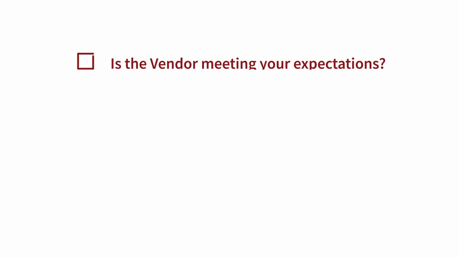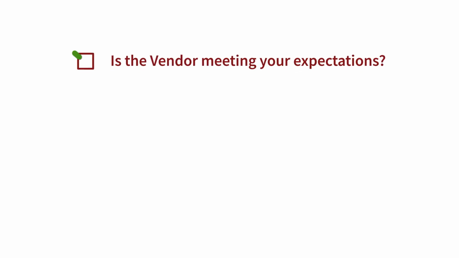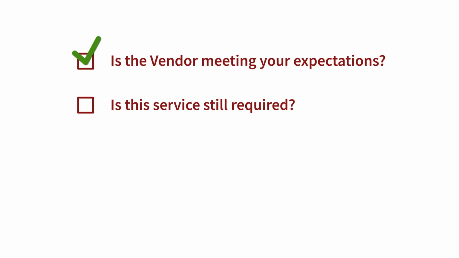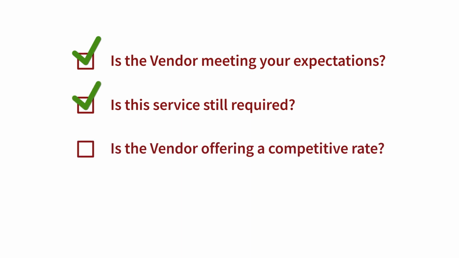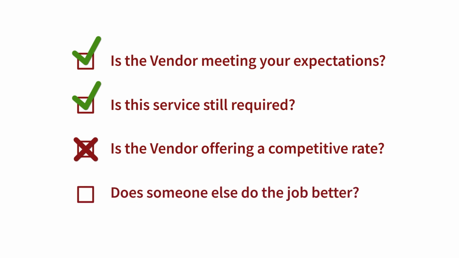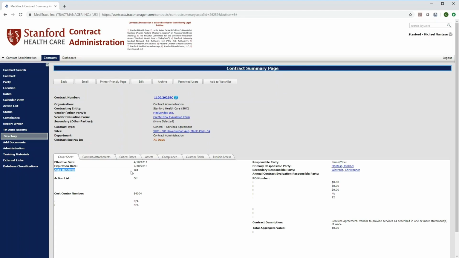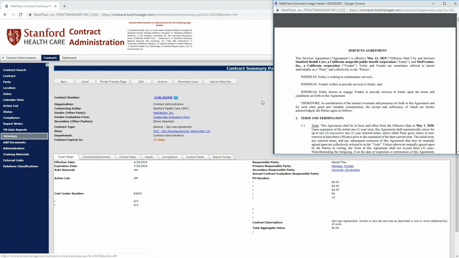Some factors to consider are: is the vendor meeting the expectations? Are the services still required beyond the expiration of the current contract? Is the vendor still offering a competitive rate, or does some other vendor do the job better? Second, review the contract for an automatic renewal provision, such as this agreement will renew automatically for successive one-year terms, subject to the termination provision hereof. Finally, determine what action is required.